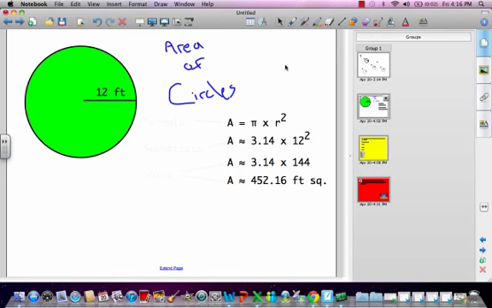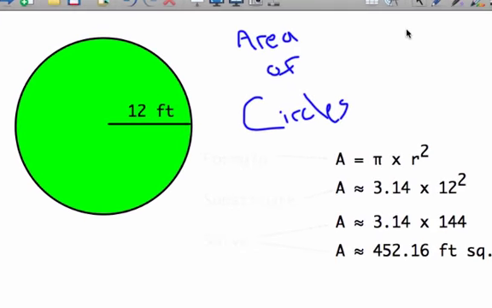Area of circles. Are you ready for this? I think you're ready for this. I think I'm ready for this.